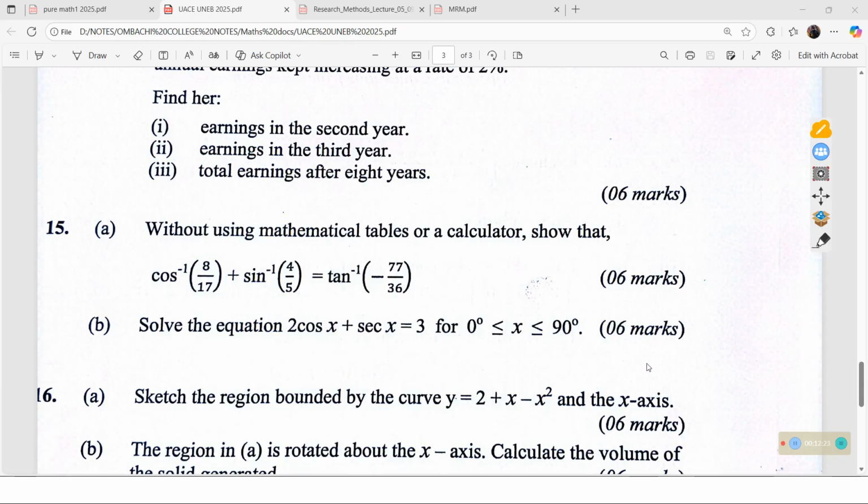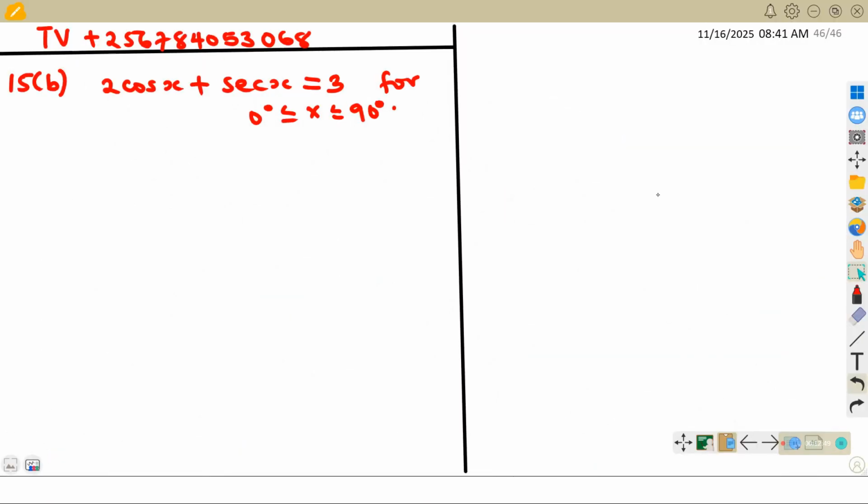So let us look at now part B. Looking at part B says that you are given, so we have that we need to solve the equation 2 cos of x plus sec of x is equal to 3 for 0 degrees less or equal to x less or equal to 90 degrees. So let us look at the solution.